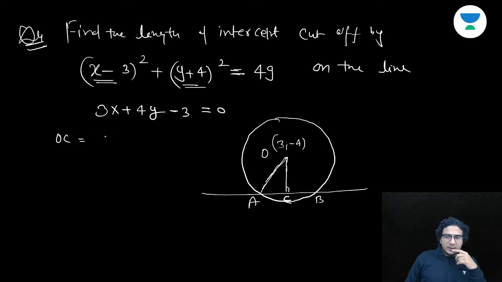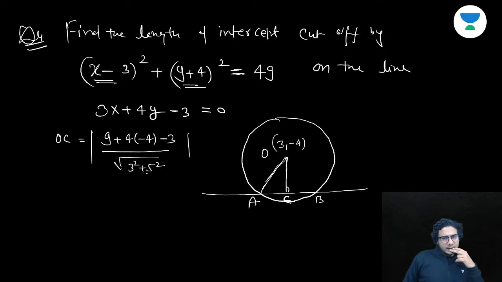OC is distance of 3 comma minus 4. So that is 9 plus 4 into minus 4 minus 3 divided by under root of 3 square plus 5 square. So that comes out to be how much? 10 by 2, this is coming out to be 2. But I can see this is a very simple calculation. OC is 2, right? Is it, Gia? Oh, sorry, yeah, 4 square. Yeah, but that's what it is, 10 upon 5, no? So 2.